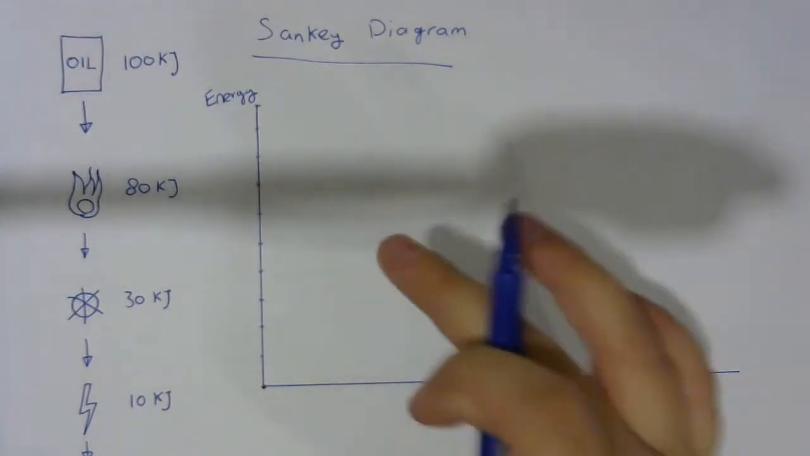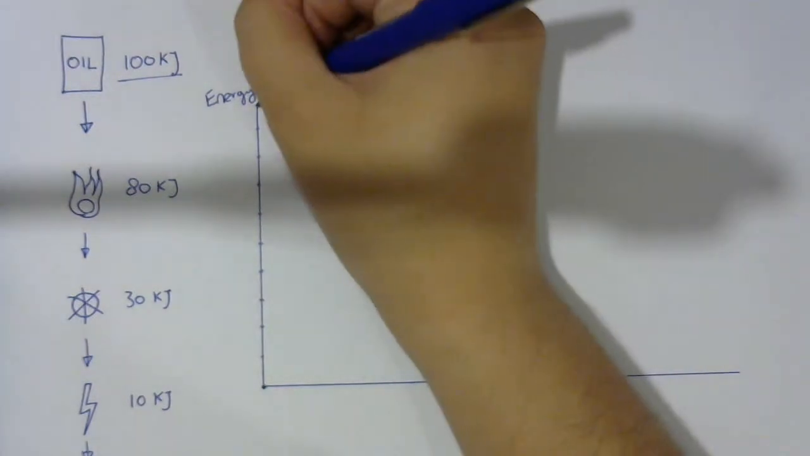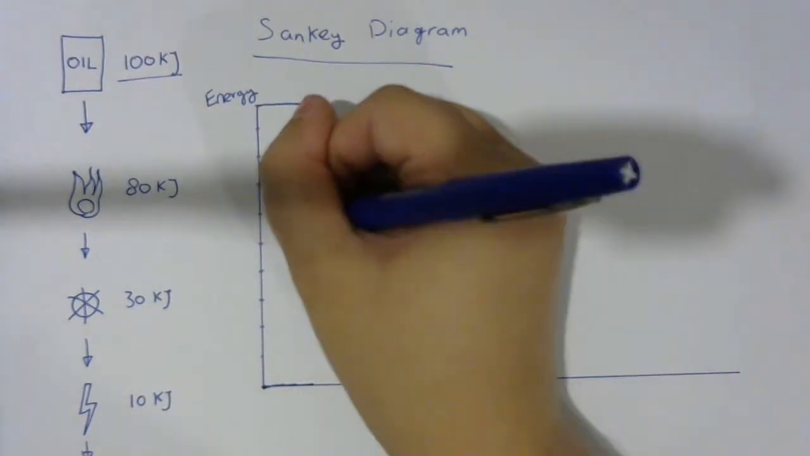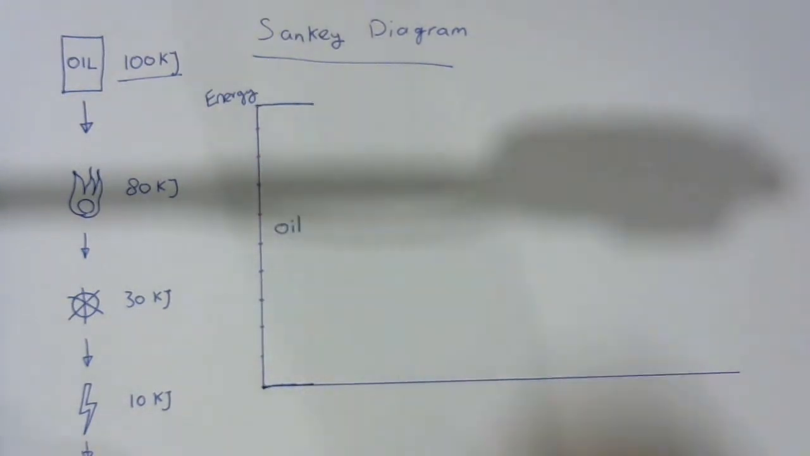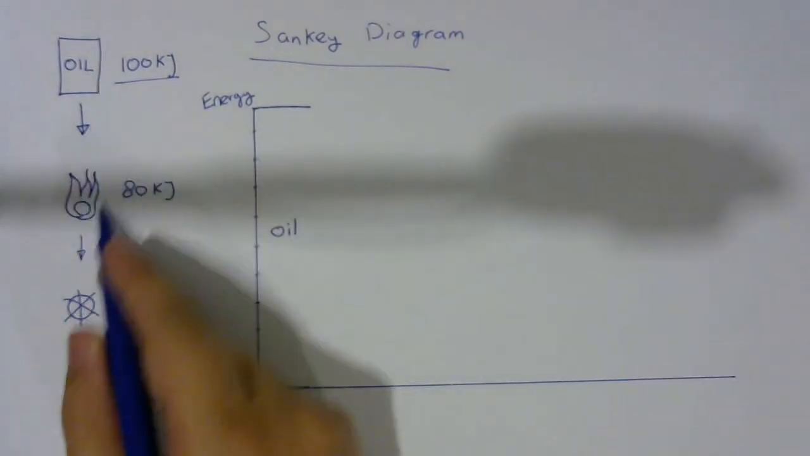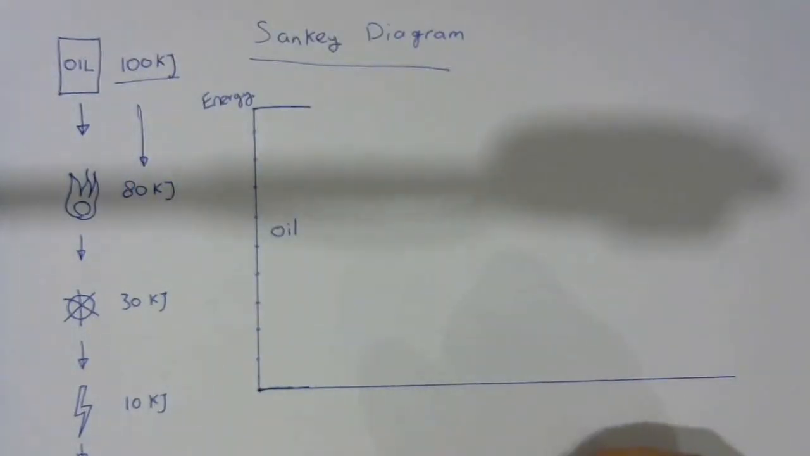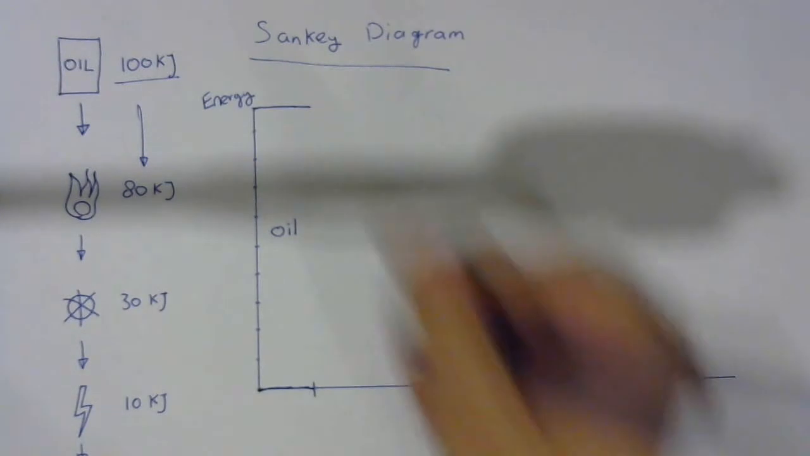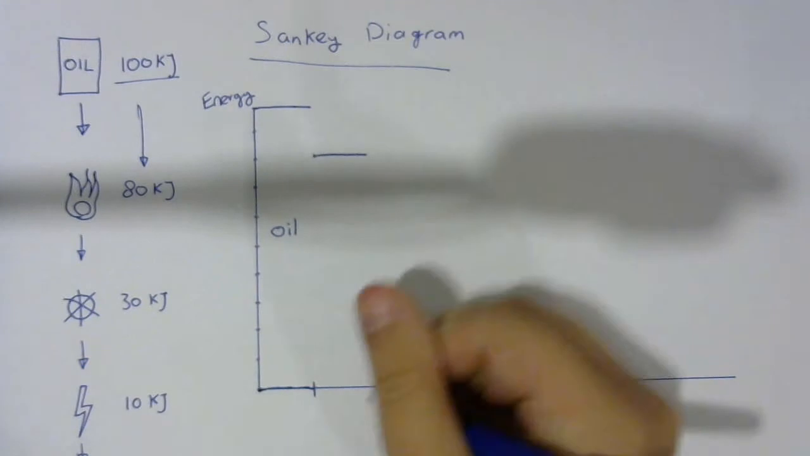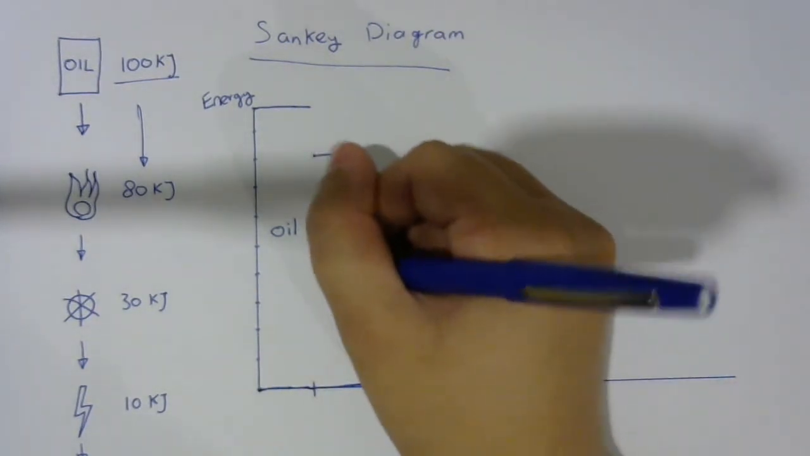So right at the beginning, we have 100 kilojoules of energy. So all of this energy here is in our oil. All of that energy is in the oil. But between the oil and the thermal energy stage, we're dropping down to 80. So when we reach the next step, we drop down to 80 kilojoules of energy. So only this much energy is actually in our fire.